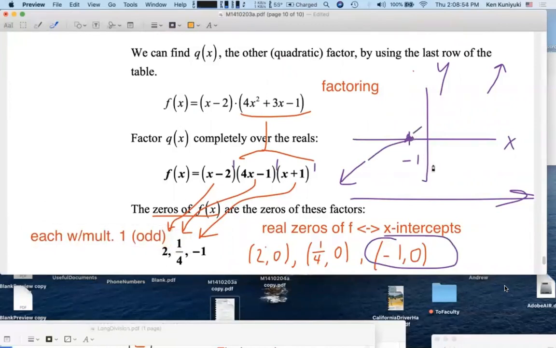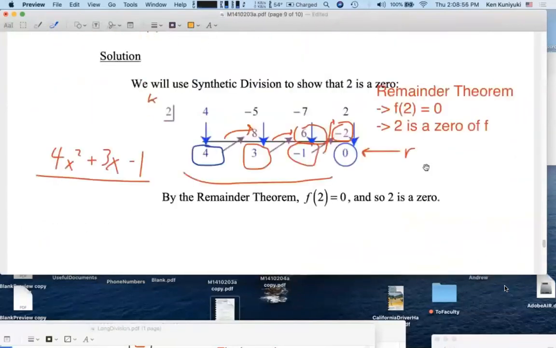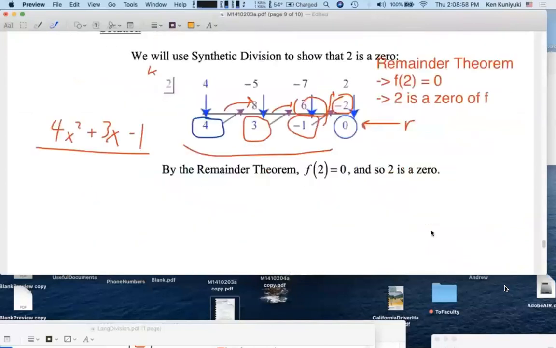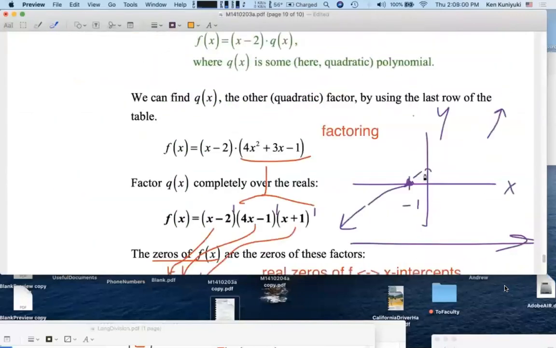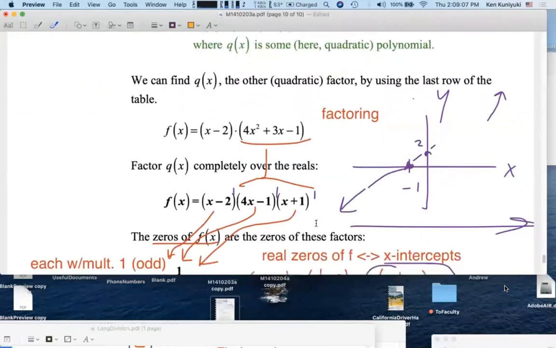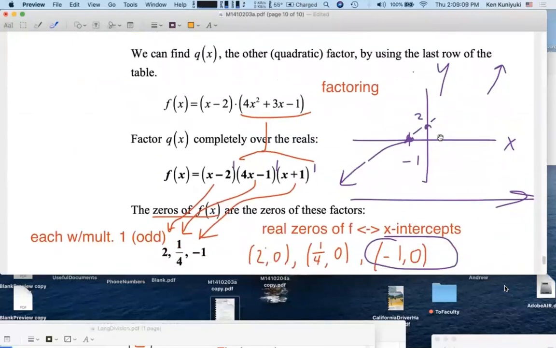By the way, what's the y-intercept? What was the constant term up here? The constant term was 2, so 0, 2 is going to be our y-intercept. And then I don't know where it peaks, okay? But I do know that there's an x-intercept at 1/4. If I had to bet, I would bet that it peaks before that, but let's see what happens. All right, we cut again because the multiplicity is 1, odd. We cut again.